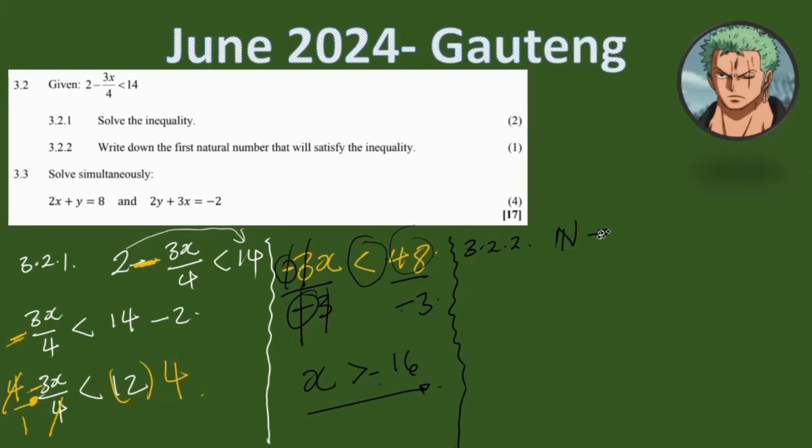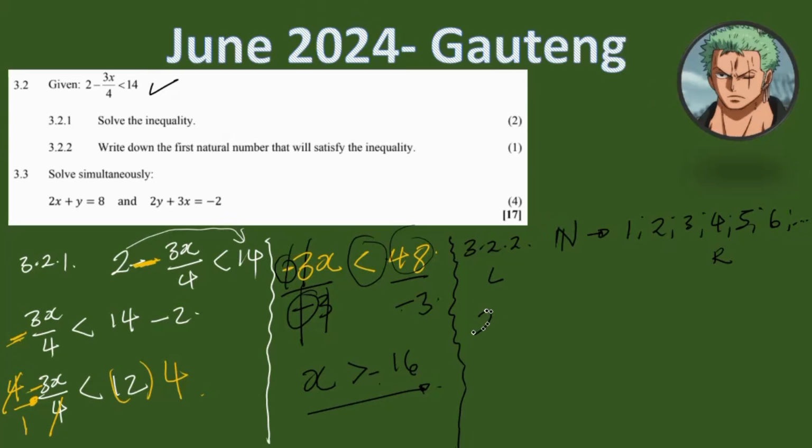Natural numbers, we're talking about numbers that you would use when you naturally count. 1, 2, 3, 4, 5, 6, and all those numbers, right? Those are natural numbers. So they want the first natural number that will make this statement true. Now this statement has the left side and it has the right side. What is the left side?